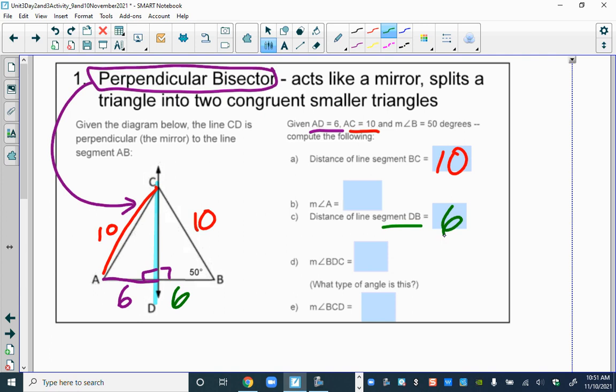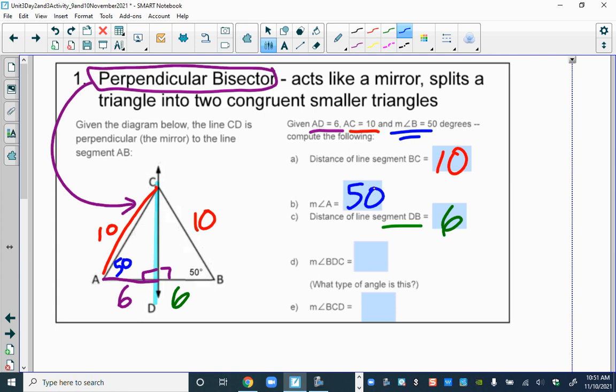I'm liking this. Now let's talk about some angles. Angle B is 50. Which angle is a direct reflection from angle B? Angle A. So if angle B is 50 degrees, so is A. Angle A has to be 50. Good.